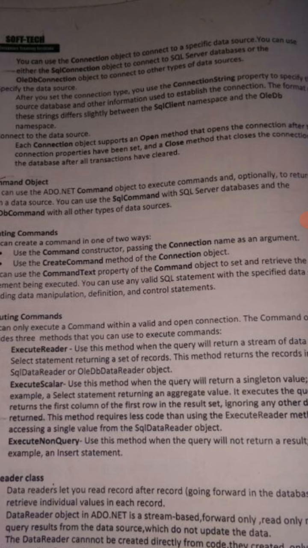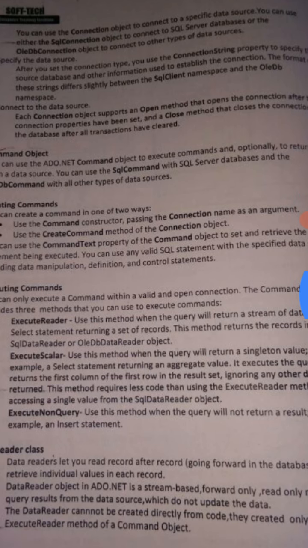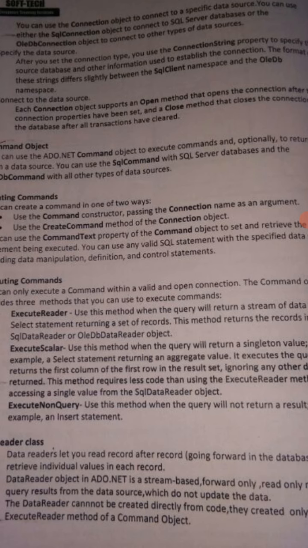Second, specify the data source. After you set the connection type, you use the connection string property to specify the source database and other information used to establish the connection. The format of these strings differs slightly between the SqlClient namespace and the OleDb namespace.